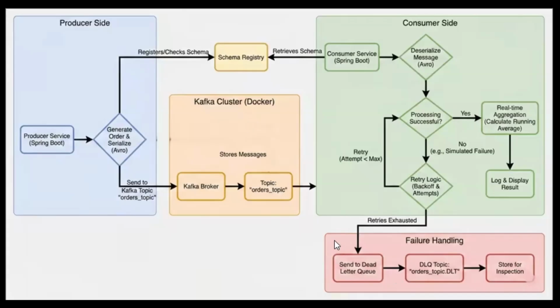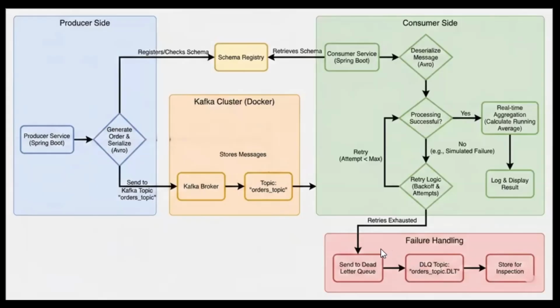As you can see, it is organized into four main sections. The producer side is in blue, where the data originates. The central Kafka cluster is in orange, running in Docker. The consumer side is in green, where the processing happens. And finally, the failure handling mechanism is in red at the bottom.